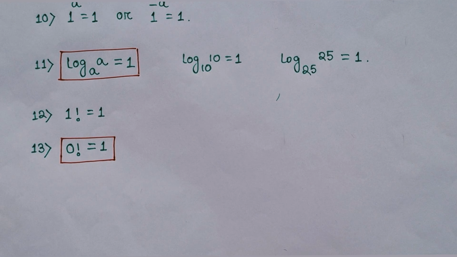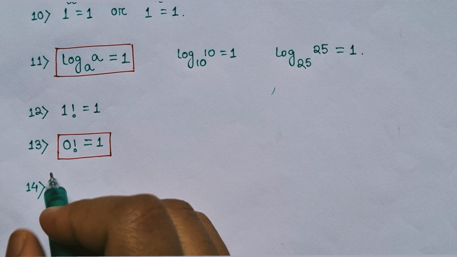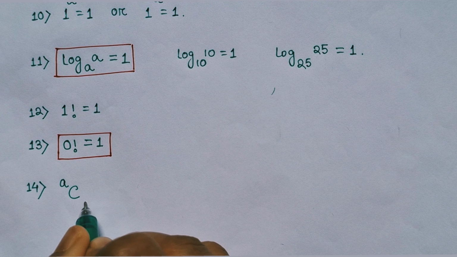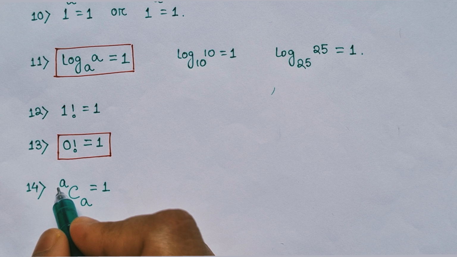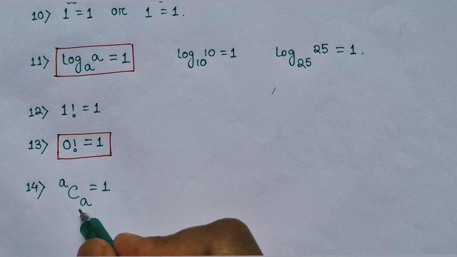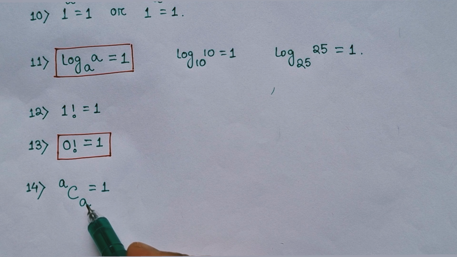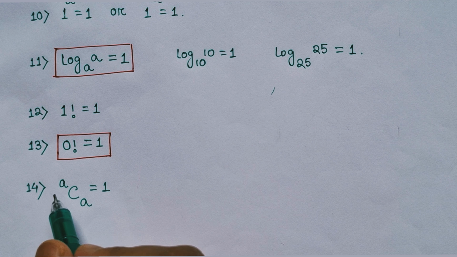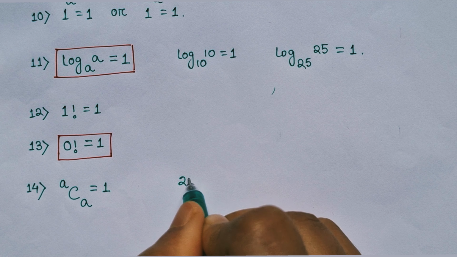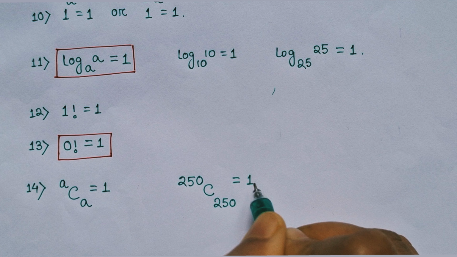Now we will see some formulas about the combination. A C A always gives the value 1. So A is the total number of items in the set, and here A is also the total number of choosing items. If the total number in the set is equal to the number of choosing items, then it will always give the value 1. So A is the variable. In place of A, you can write any number. Suppose 250 combination 250. So it will always give the value 1.